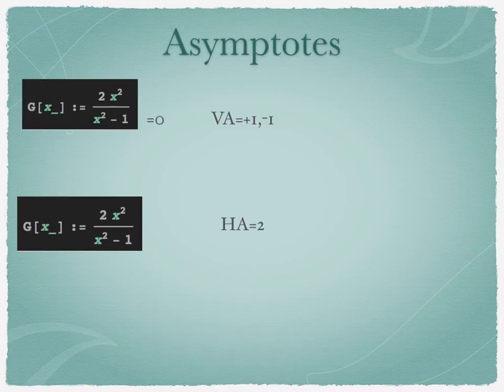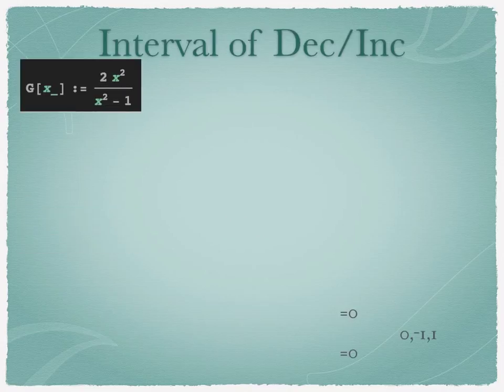Now we go to asymptotes. As you can see, for the vertical asymptotes, we put the denominator equal to 0, so we get negative 1 and 1. So we have a vertical asymptote at negative 1 and 1. For the horizontal asymptote, we can use the easy way. We know that the highest power on the numerator and the denominator is x squared, so we only take the coefficients, which is 2 over 1 or 2.